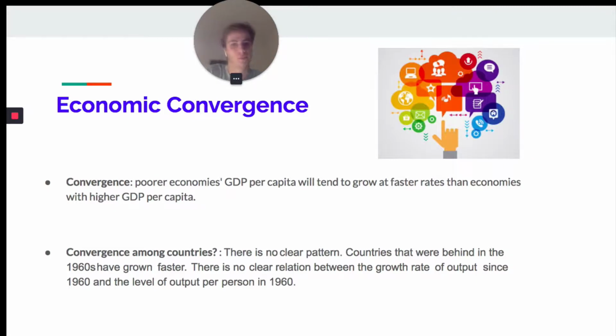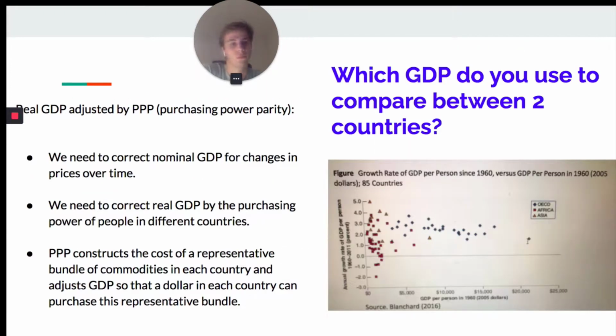Convergence refers to how poorer economies' gross domestic product per capita will tend to grow at faster rates than economies with an already higher gross domestic product per capita. And to the question of whether there is convergence among countries, there is actually no clear pattern, as we can observe in the graph in the previous slide, which shows the growth rate of GDP per person since 1960 versus GDP per person in 1960.